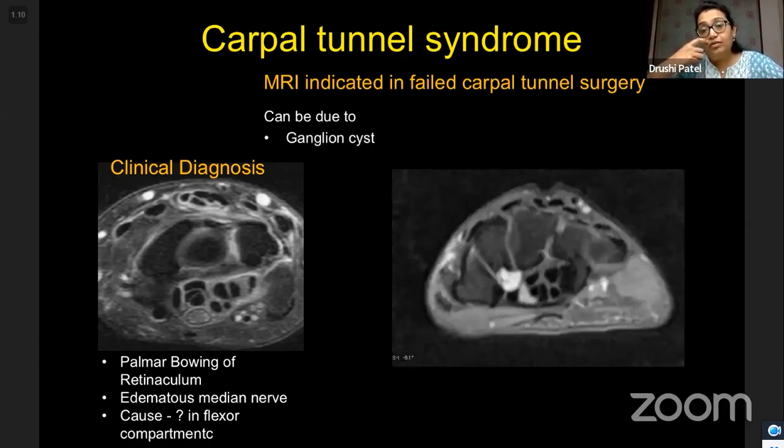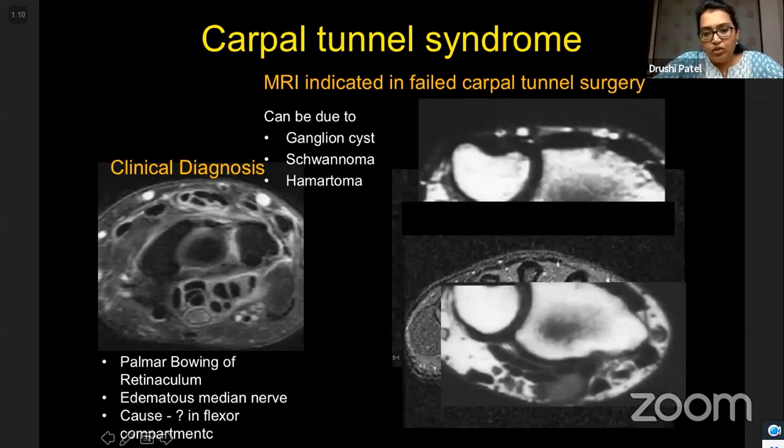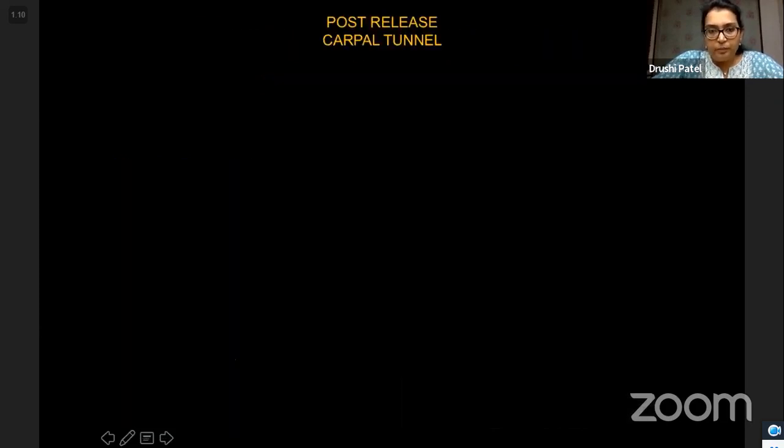Now, in cases of failed carpal tunnel surgery, it may be due to a space occupying lesion, which is contributing to the pressure in the flexor compartment and causing median nerve compression. So there may be a cyst which is compressing the flexor compartment. There may be a schwannoma, or there may be a hematoma. My animations have gone wrong.